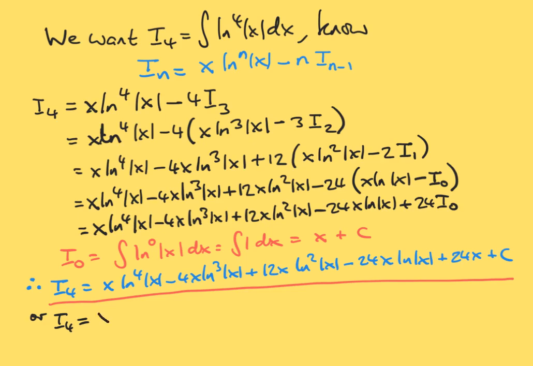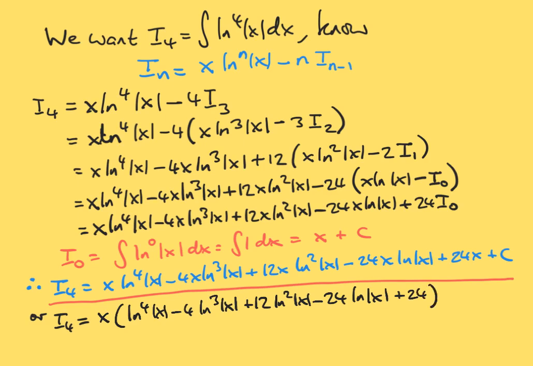So we're going to have x, open brackets, log to the fourth of x minus 4 log cubed x plus 12 log squared x minus 24 log of x plus 24, close brackets, plus an integration constant. And that is our answer for the integral, written in a way which is going to make checking it by differentiation easier. So what I would like to do on the next slide is to check our answer by differentiation.